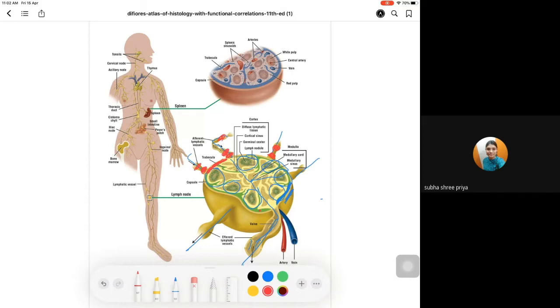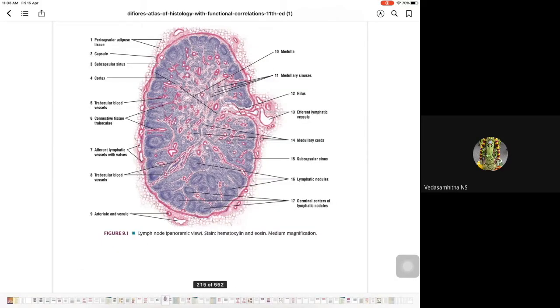If they are not in the lymph node, then they are called lymphovascular invasion, even though they are sitting outside the lymph node. Lymph node, panoramic view, stain hematoxylin and eosin, medium magnification. Pericapsular adipose tissue, capsule, subcapsular sinus, cortex, trabecular blood vessels, connective tissue trabeculae, afferent lymphatic vessels with valves, trabecular blood vessels, arteriole and venule, medulla, medullary sinuses, hilus, efferent lymphatic vessels, medullary cords, subcapsular sinus, lymphatic nodules, germinal centers of lymphatic nodules.